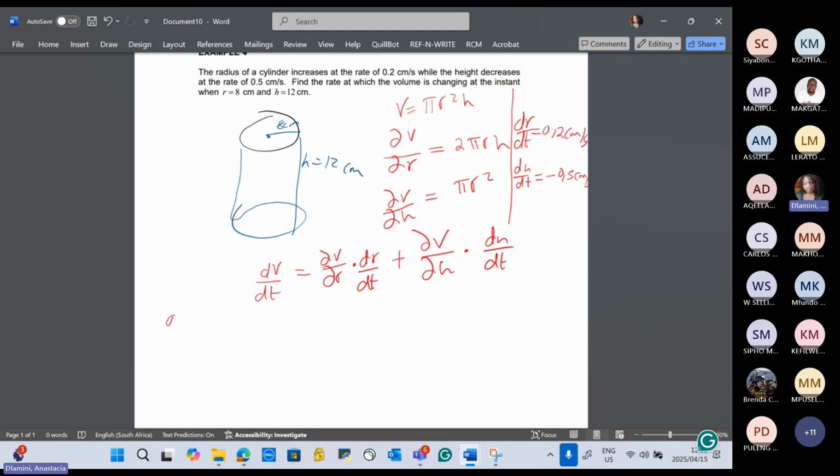So the rate of change of V with respect to T. We know that's the partial of, where is it? It's here. So that's 2 pi R H times the rate of change of R, which is this one, isn't it? Do you agree? Yes, ma'am. Which is 0.2 centimeter per second.